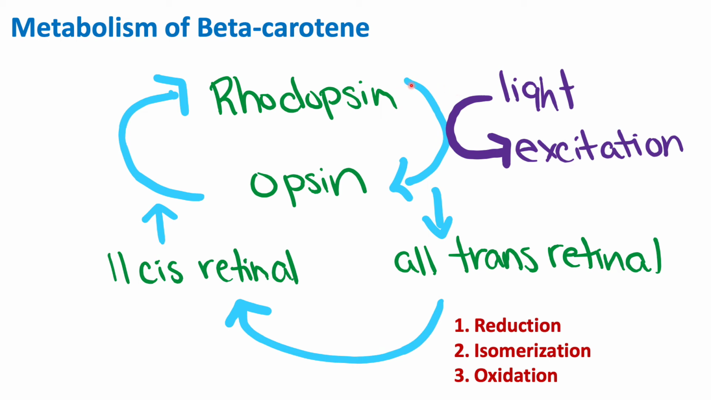Before jumping into the details about how beta-carotene is metabolized within living organisms, I want to show this quick schematic which gives a summary of what's going on. So essentially we have rhodopsin, which is able to absorb light, but rhodopsin is a complex that is made up of opsin and 11-cis retinal.